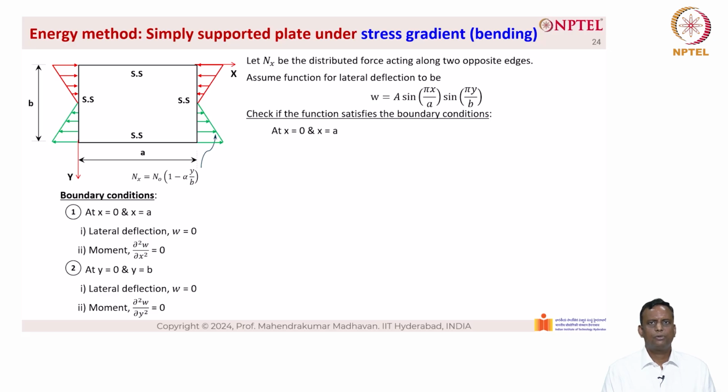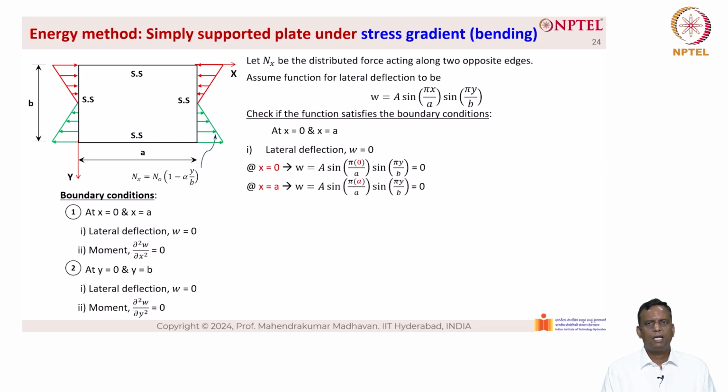At x equal to 0 and at x equal to a, we have lateral deflection W equal to 0. At x equal to 0, W equal to A sin(π·0/a) into sin(πy/b), which is equal to 0. At x equal to a, W equal to A into sin(πa/a) into sin(πy/b), which again is equal to 0 because sin π is equal to 0. And the moment is given as ∂²W/∂x² equal to 0.